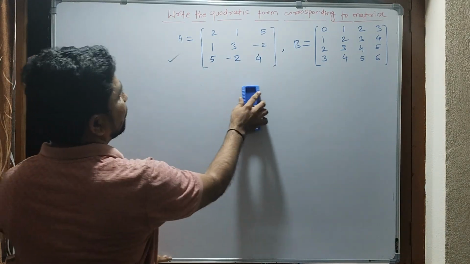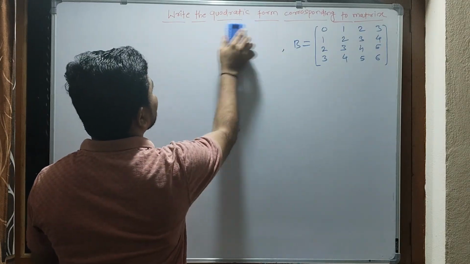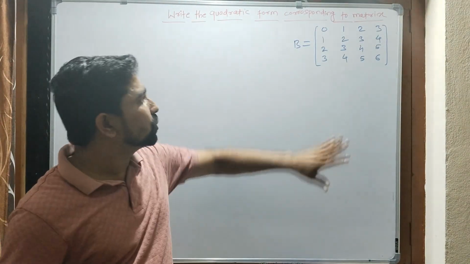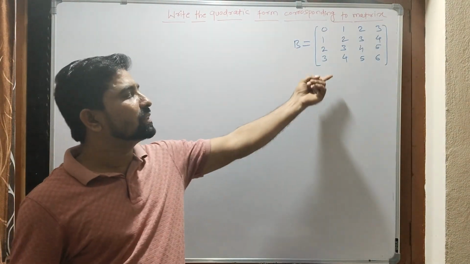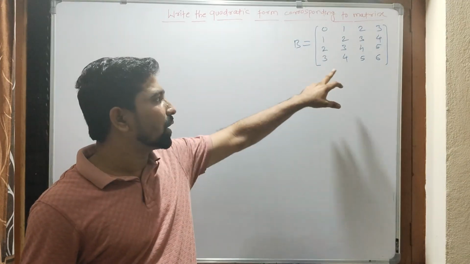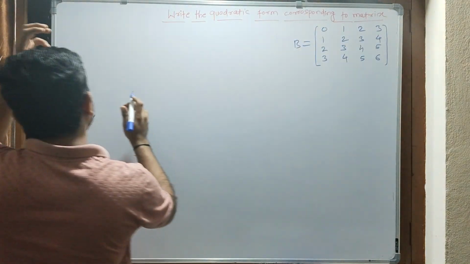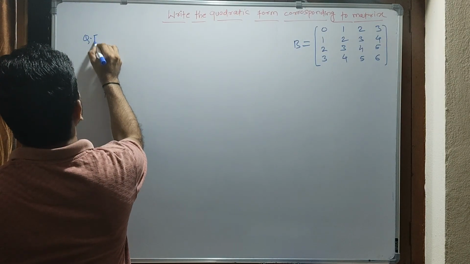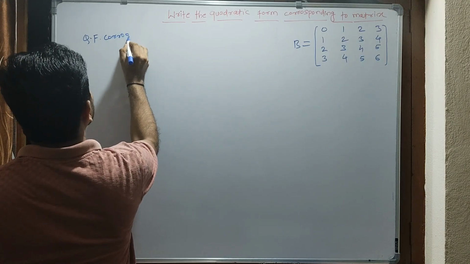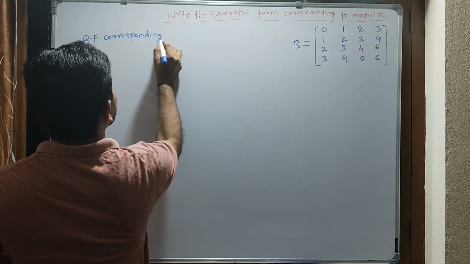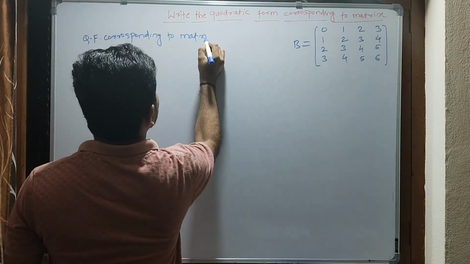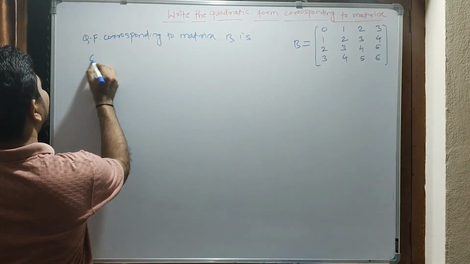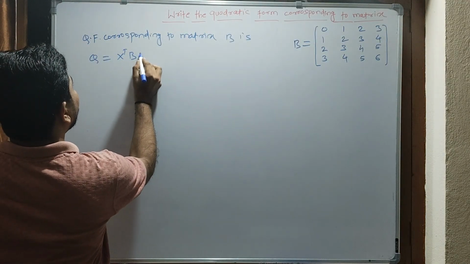So here I will remove this. Now I don't have space, so I will use this space also to calculate. Now I want to write the quadratic form corresponding to this 4 cross 4 matrix. Here x is the column vector of order 4 row and 1 column, and x transpose is a row vector. So the quadratic form corresponding to matrix B is q equal to x transpose B x.